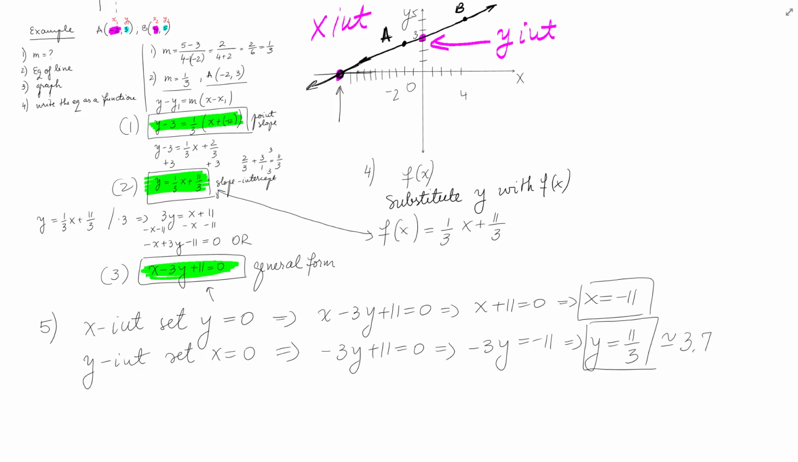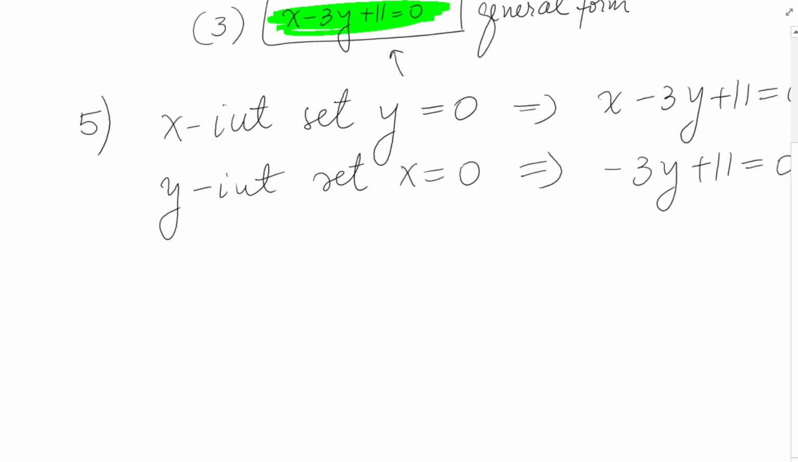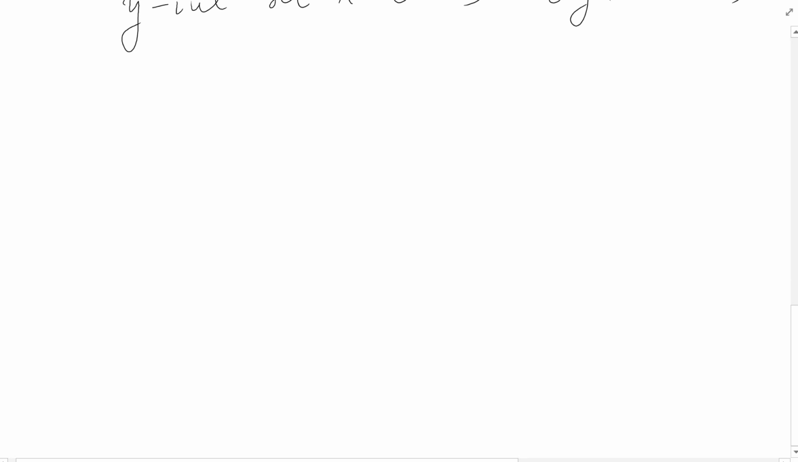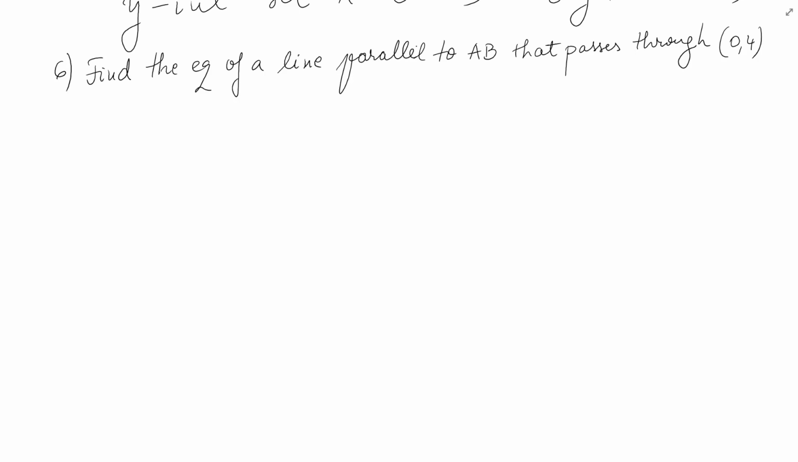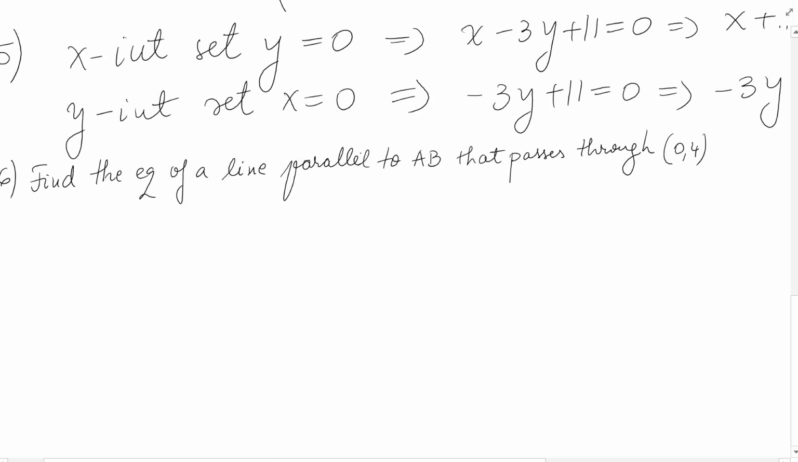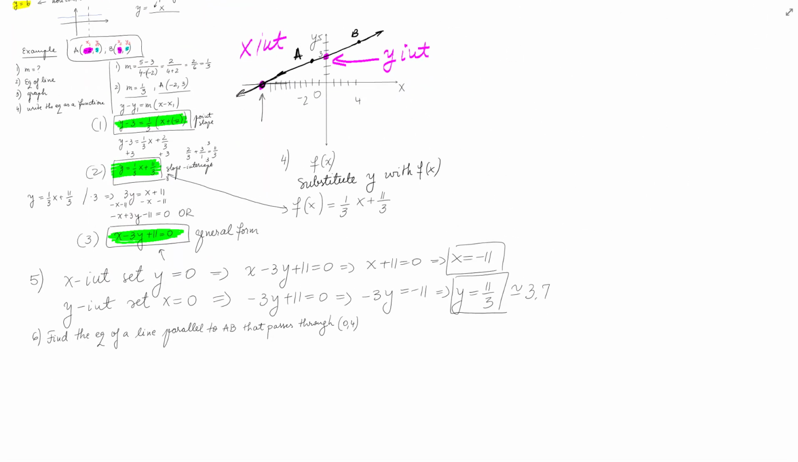What else can we do with information like this one? Well, starting with these 2 points that we had here, let's make this problem 6. Let's say, find the equation of a line parallel to AB that passes through 0, 4. So let me first take a look. How does that look graphically? I want the line to pass through 0, 4. Where is that point? 0, 4 would be here, and it's parallel to the line that I have as my AB. So I want the equation of that.